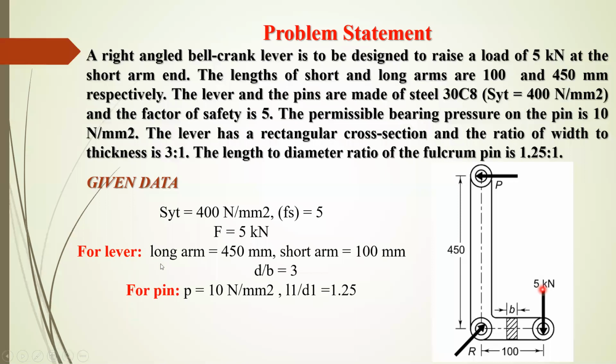So for the lever, long arm and short arm distances are given. D by B, that is width to thickness ratio, is given here as 3:1. So D by B is nothing but 3. And for the pin at the fulcrum, bearing pressure P is given as 10 Newton per mm square, and L1 divided by D1, that is length to diameter ratio, 1.25 is given. So L1 divided by D1 is 1.25. That is the given data. Now we will proceed to the solution.